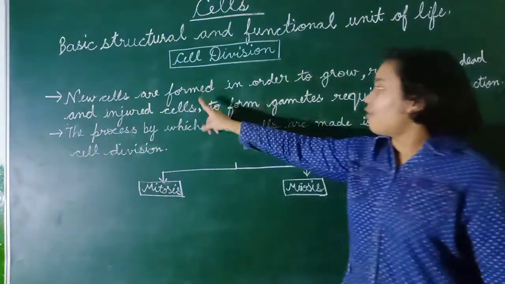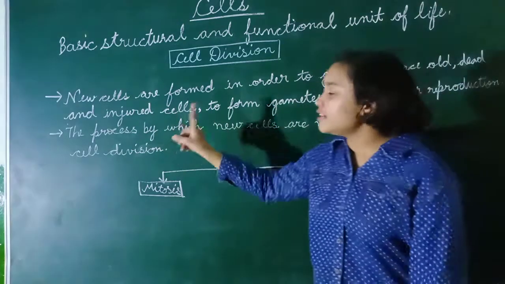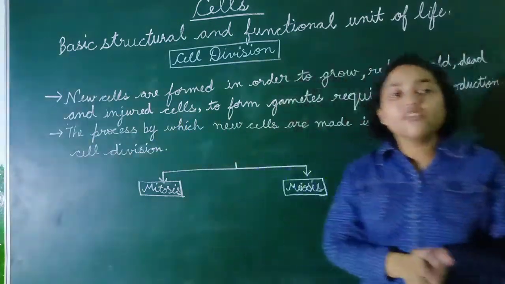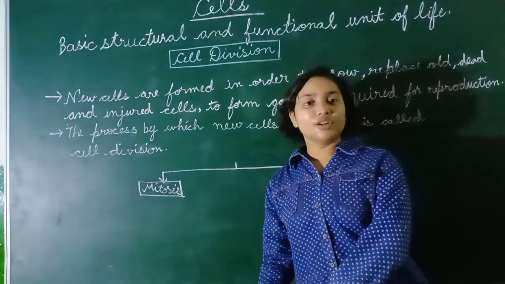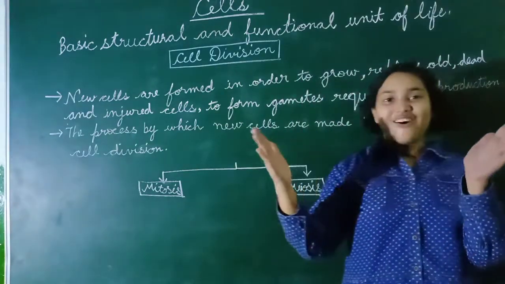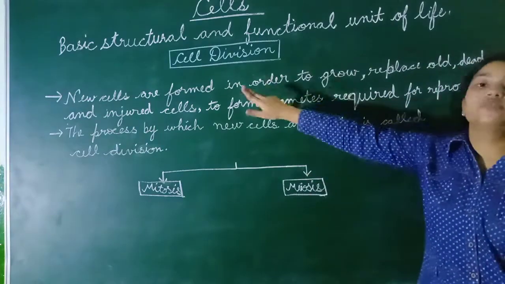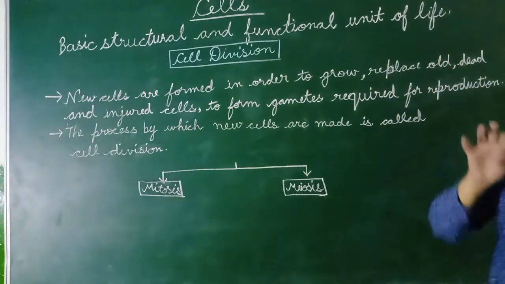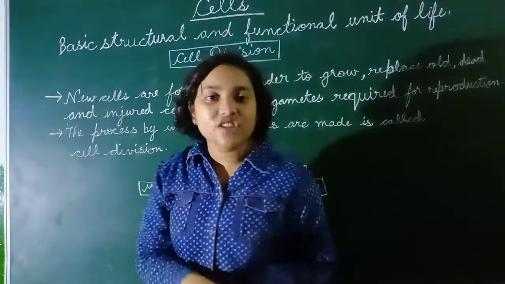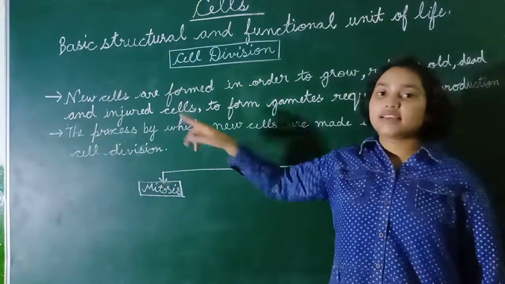New cells are formed in order to grow, and to replace old, dead and injured cells. Cell division is important for us to grow, because when we were born, we were just of this much size and now we are so tall. Why? Because of cell division. And to replace old ones, the cells which are damaged in injuries are replaced by new cells.